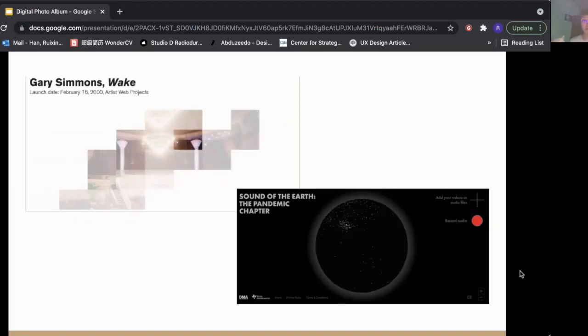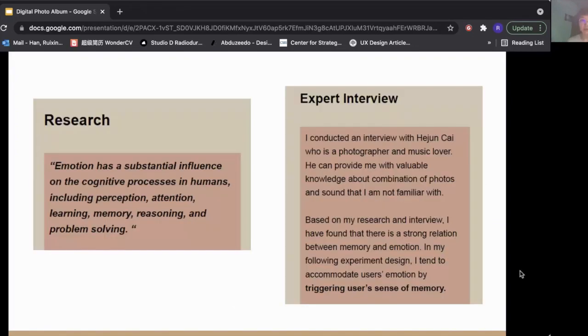During this project, I got two inspirations from Gary Simons and Yuri Suzuki. In the Gary Simons project, the viewer can move the mouse on the screen and fragments of images will come up and then fade quickly. And Yuri Suzuki connects people's sound over the world together. I also found a strong relationship between emotion and memory, and I wanted to know more about the combination of photos and sounds. Then I conducted an expert interview with Hojin Tai.